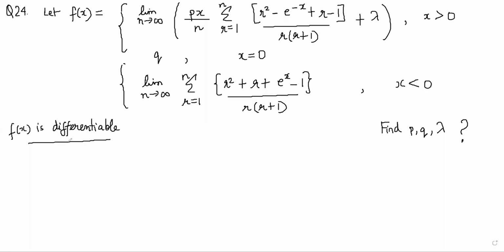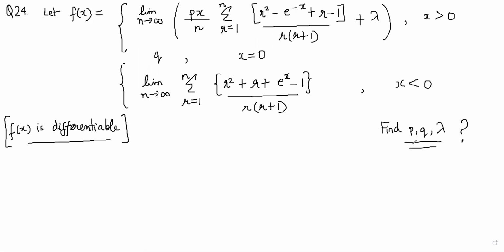Hi, so this is question 24. Here, f(x) is defined in this incredibly complicated looking way. Limit n tends to infinity, px by n, summation, this expression. The square brackets are GIF, the curly brackets are fractional part functions. And finally, after all this, it is said that function f(x) is differentiable. And you have to find out p, q, lambda.